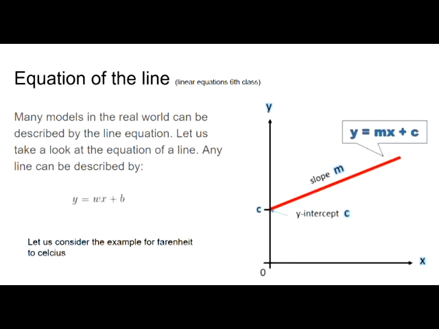Now let's dive a bit deeper into how these neural network models work. Many models in the real world can be described by the line equation. Let us take a look at the equation of a line. Any line can be described by y equals mx plus b. The value of y can be referred to as the predicted output, equal to the input x multiplied by a weight m and then added to a bias b.